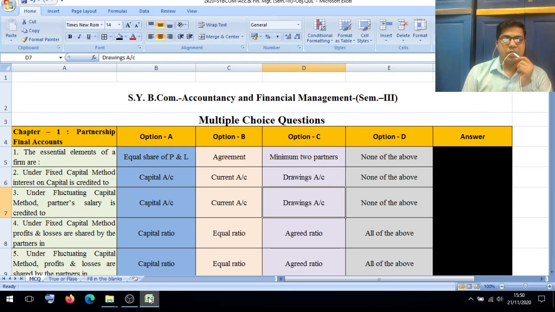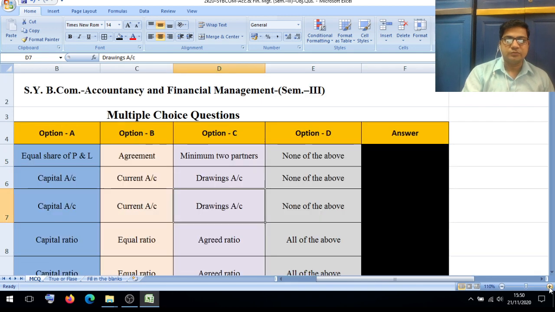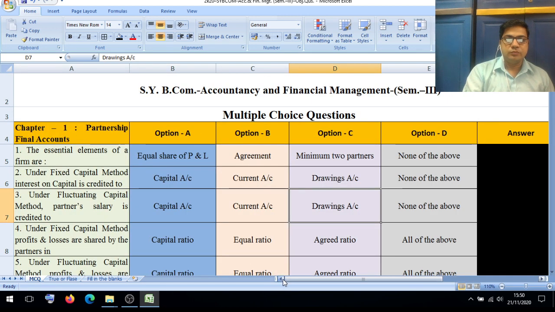Now I hope you can see the screen. Our subject name is Accountancy and Financial Management, semester third, multiple choice questions. Now chapter one we will study, that is partnership final account: option A, option B, option C, option D. It is a multiple choice question. You have to select any one option.